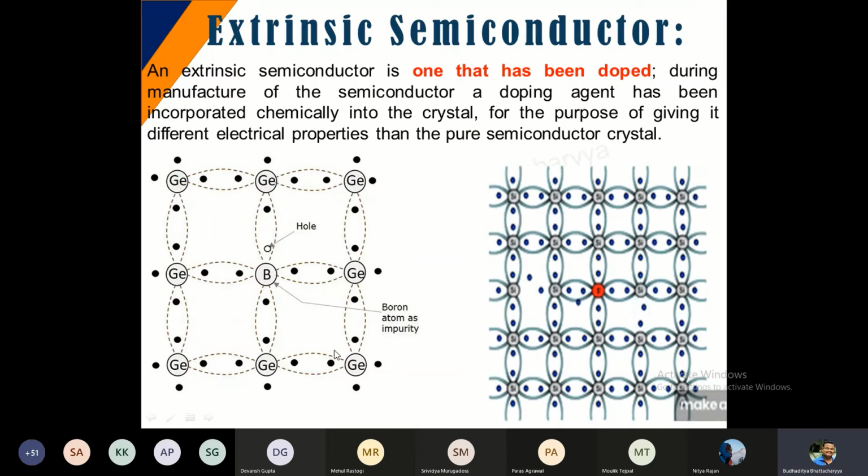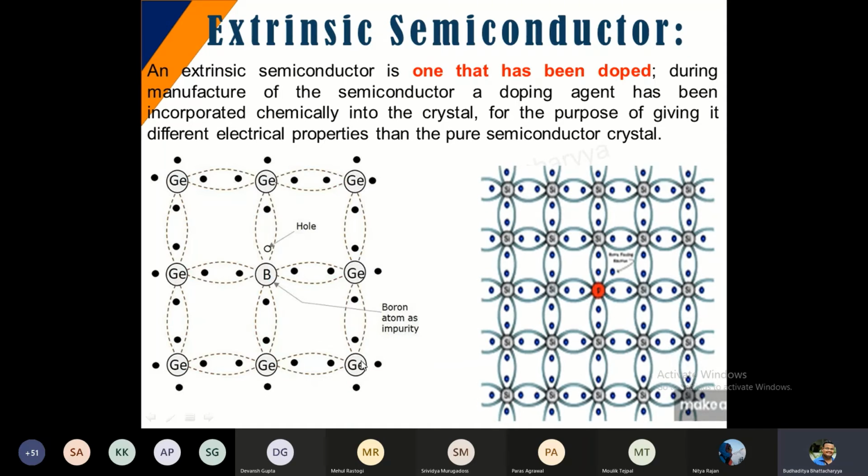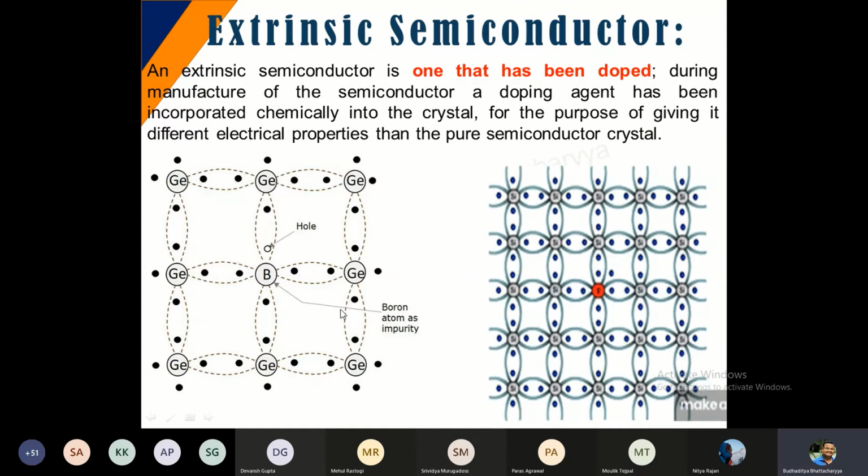Now you can observe in this particular diagram that if you check the germanium ion over here, each of them has 4 valence electrons. And in the way, it is making covalent bonds together. You can see over here, all the germaniums are connected together. But in that whole crystal of germanium, we are doping a boron over here.